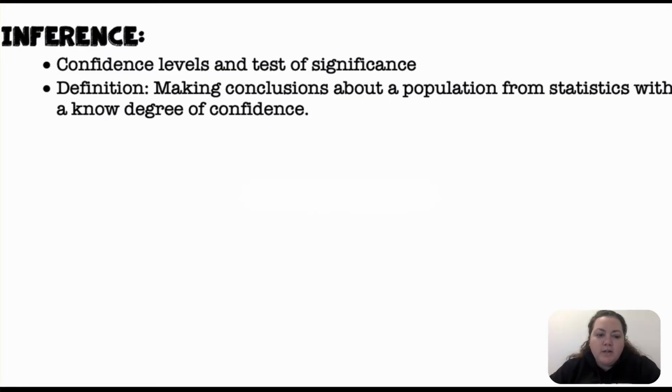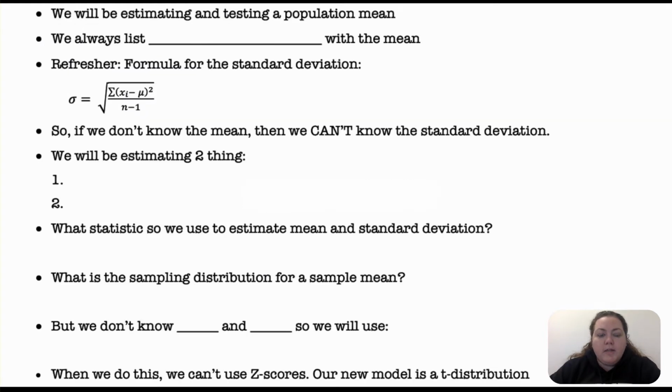All right, so inference is when we're working with confidence levels and tests of significance. The definition is making conclusions about a population from statistics with a known degree of confidence. All right, so we will be estimating and testing a population mean. We always list the standard deviation with the mean.